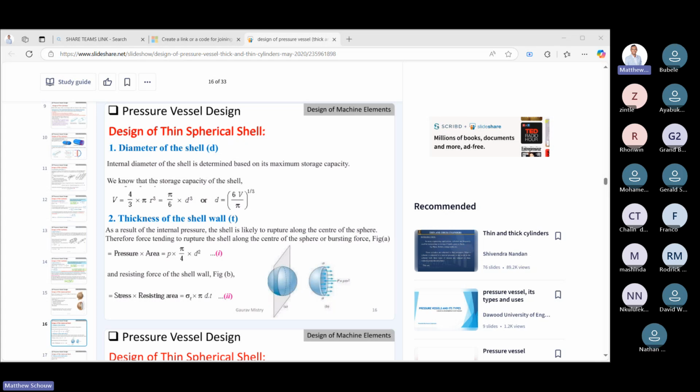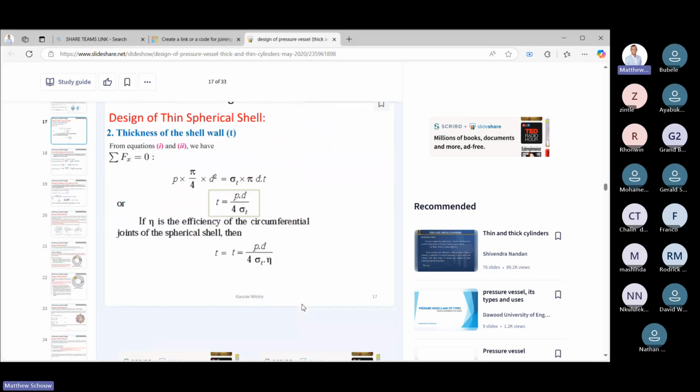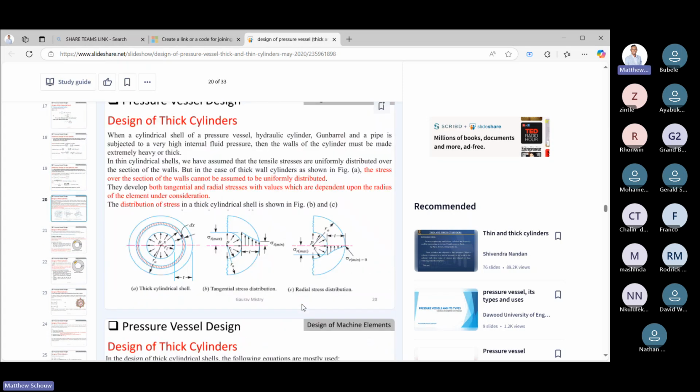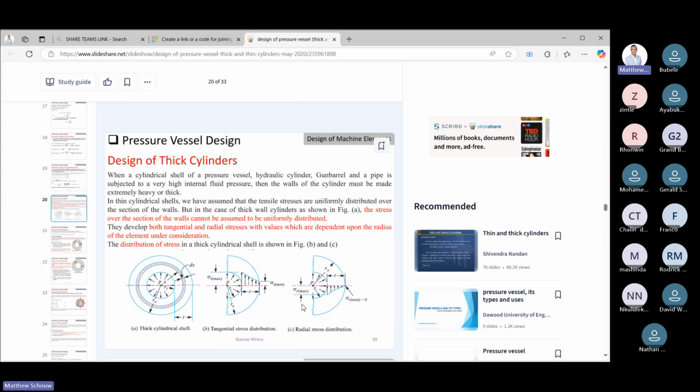You just go back. Where am I now? So then going to thick cylinders. These are some examples. Here we go. So in a thick cylinder.